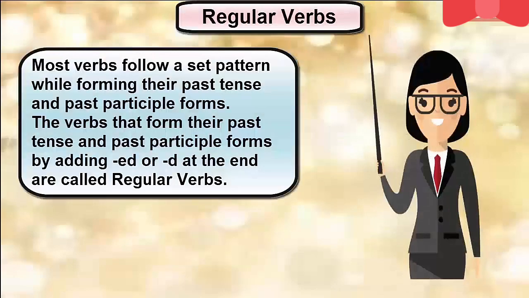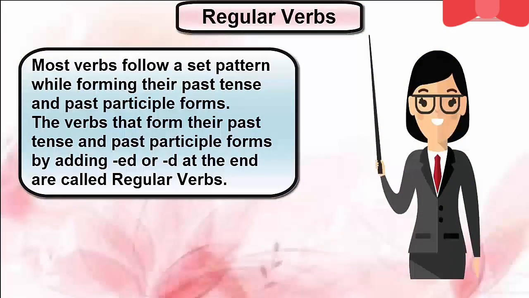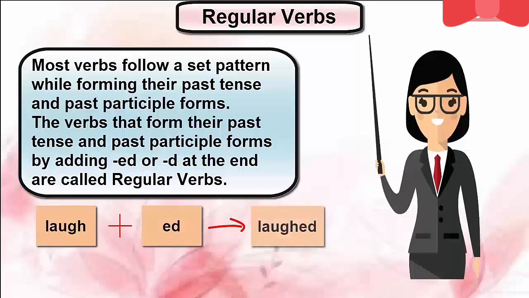Most verbs follow a set pattern while forming their past tense and past participle forms. The verbs that form their past tense and past participle forms by adding ed or d at their end are called regular verbs. For example, for the verb laugh, we add ed at its end to form its past tense and past participle forms. So, laugh becomes laughed.